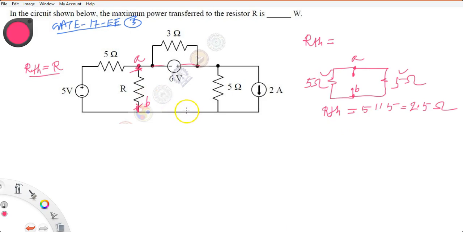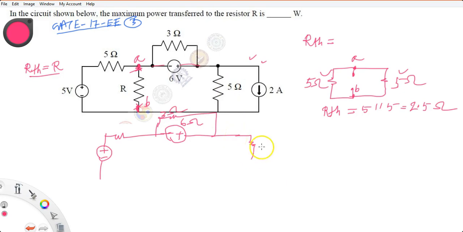Next is to calculate the Thevenin voltage across A and B. It is straightforward. You need to convert into a voltage source. Here is a voltage source of 6 volt, then 3 ohm into a source transformation. So 5 ohm, and see the polarity of this voltage, because the current is flowing in this direction, this will be positive and the top one will be negative. So it will be 10 volt, and this is your AB.